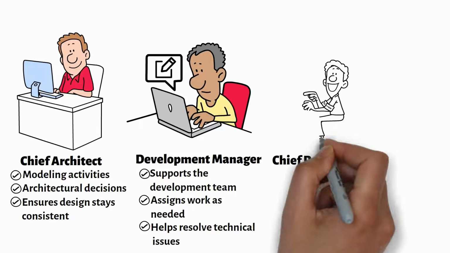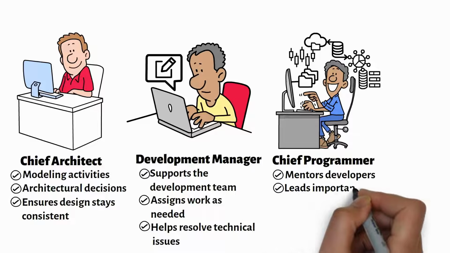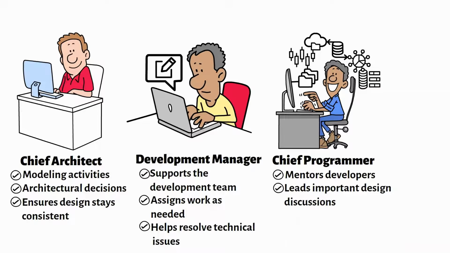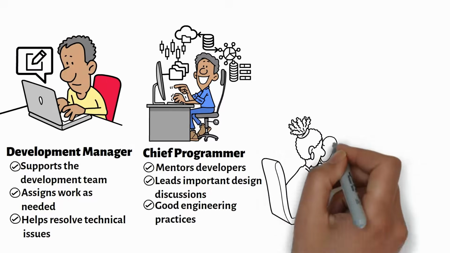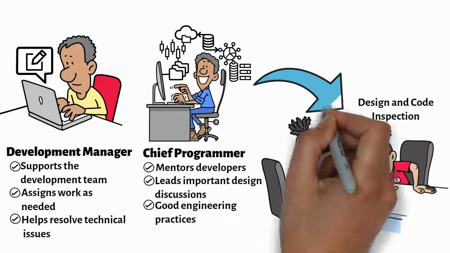The chief programmer is a technical leader. This person mentors developers, leads important design discussions, and ensures the team follows good engineering practices. The chief programmer also facilitates design inspections and code inspections, helping maintain quality across the project.